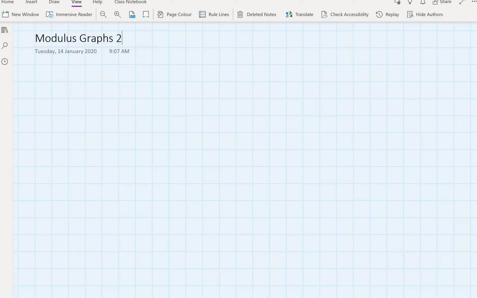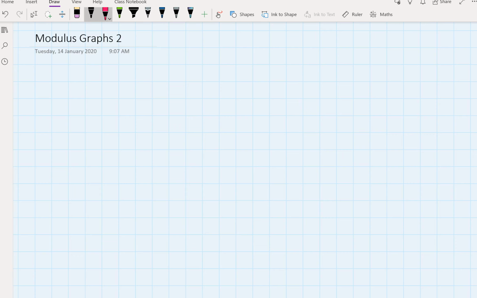Hi, in this video we're going to take the mod graphs and see how they develop, become a little bit more complicated. So let's consider this graph here: y equals the modulus of x plus 2. Now instead of adding a number on the end, which we saw last video where we just moved the graph up or down, what happens if I add a variable on the end?